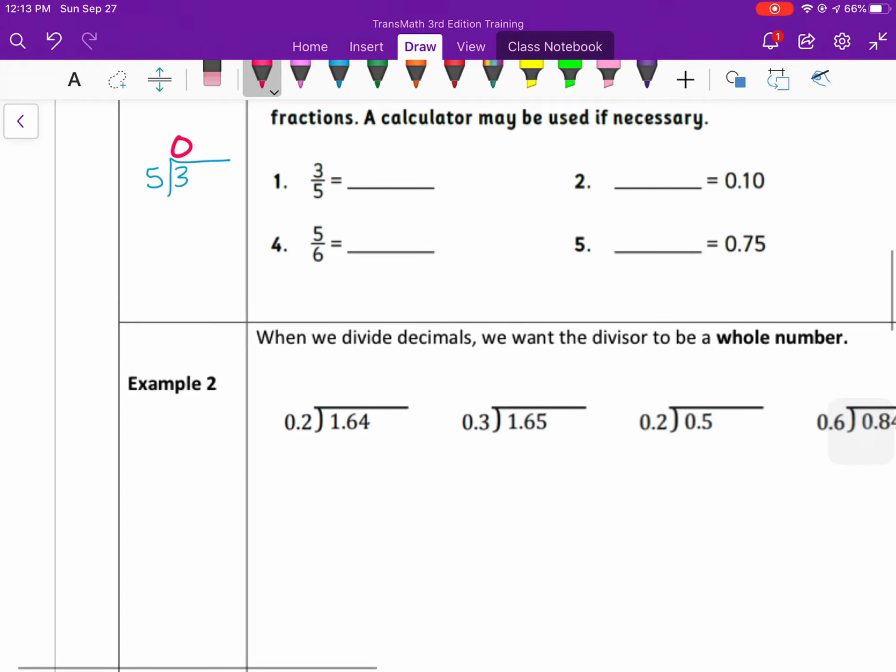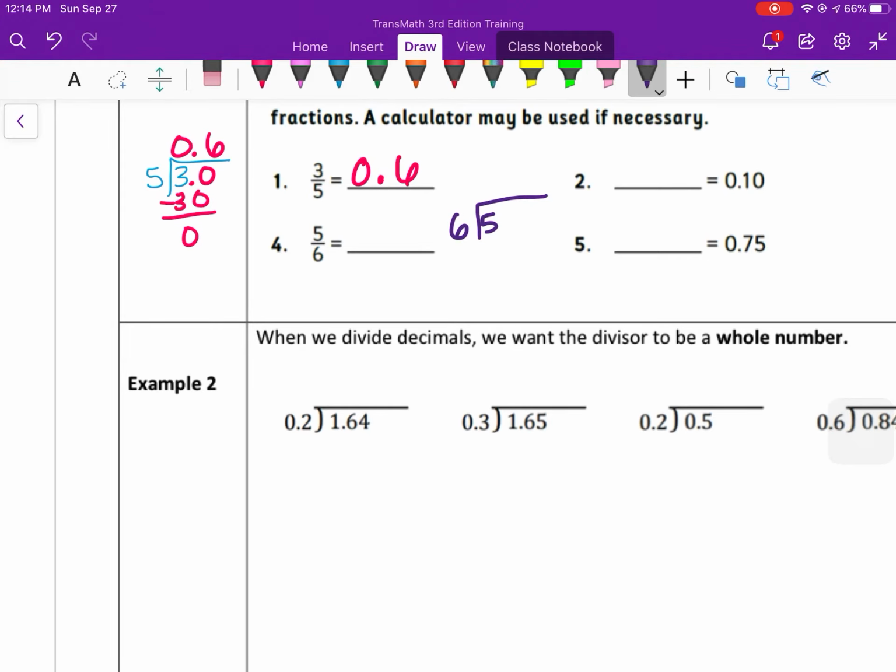How many times does 5 fit into 3? 0 times. So then we add the decimal point and another 0. How many times does 5 fit into 30? It fits in there 6 times. Then 5 times 6 is 30, and we subtract, we get a remainder of 0. So 3/5 is 0.6.